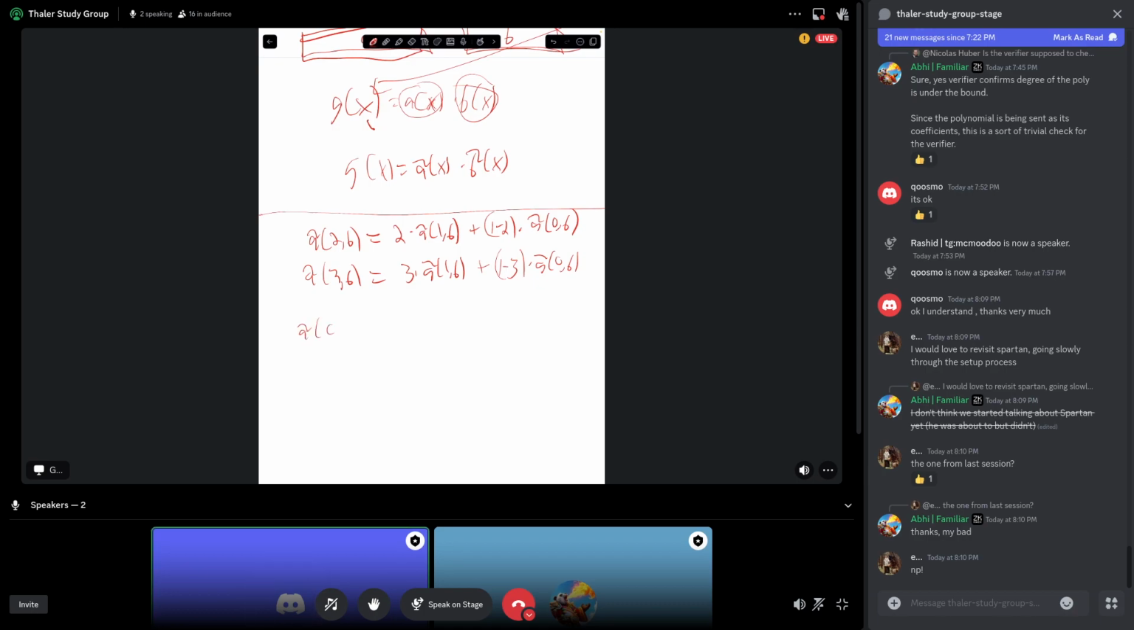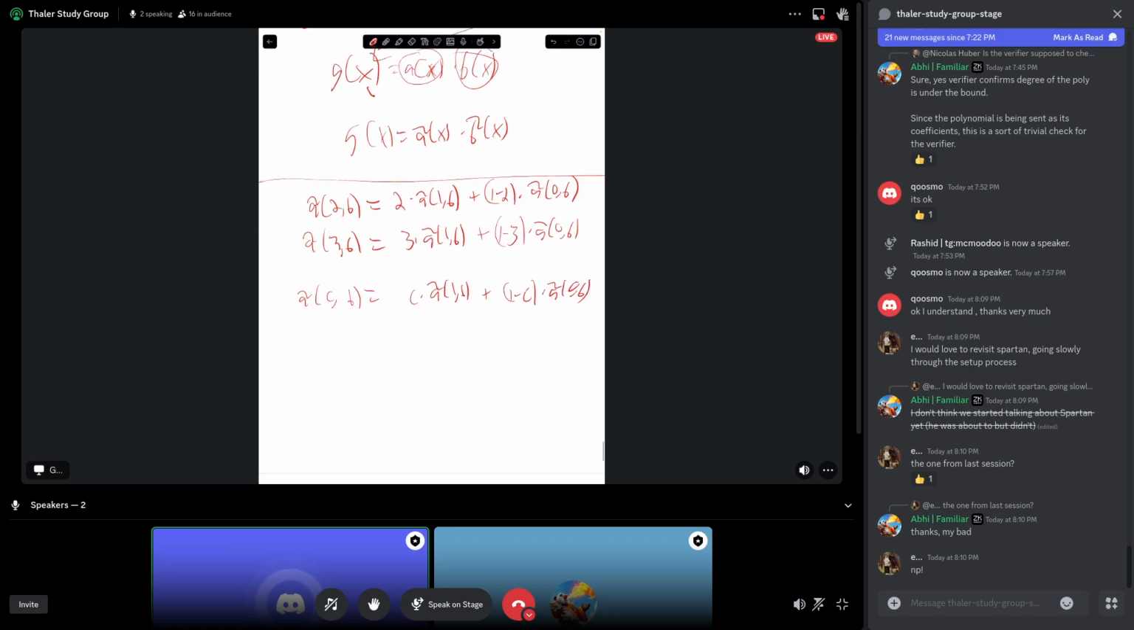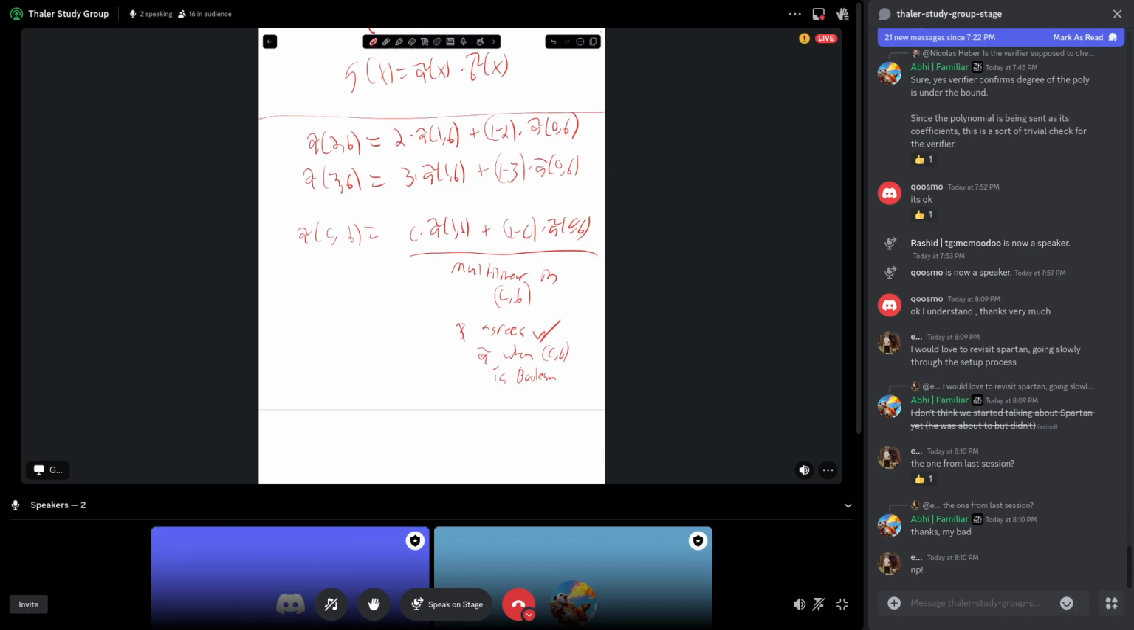In general, a total of C comma B is C times a total of 1 comma B plus 1 minus C times a total of 0 comma B. You can see this because the left-hand side is multilinear in C and B, and you can easily check that it agrees with a twiddle when C comma B is in the hypercube. So let me call this an exercise.